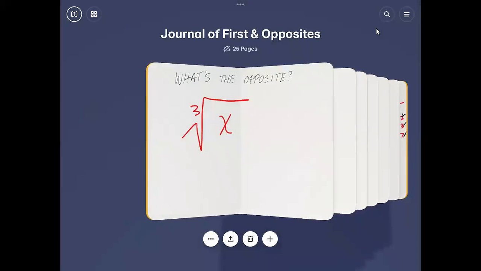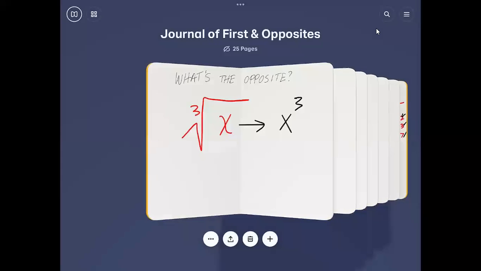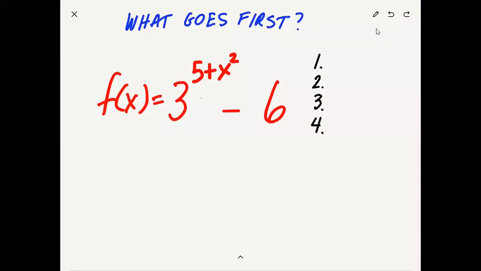Do a couple more. What's the inverse of taking the cube root of x? It's raising it to the 3rd power, or cubing it. Okay, flip this way. What's the first operation that we're performing? Stop the video, give it a shot. Okay, the first operation is we're squaring x, and then we're adding 5, and then we're raising all of this to the 3rd power, or with 3 as the base, not the 3rd power, where it's 3 as the base, and then we're subtracting 6.